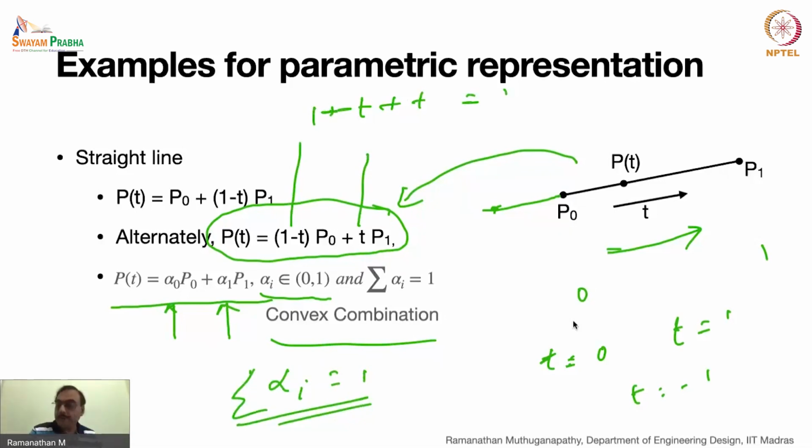So this is what we call a convex combination. And this is only for 2 points. Okay, convex combination for 2 points. So 2 points means it becomes any point on the line segment joining P0 and P1. Okay, suppose if I say 3 points, what can you say about that? What can you say about this equation of convex combination?